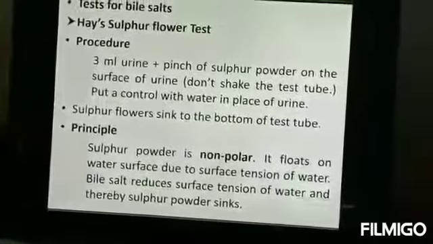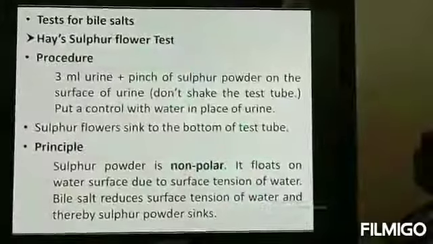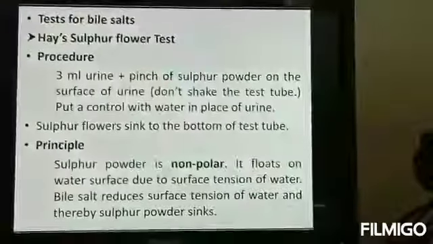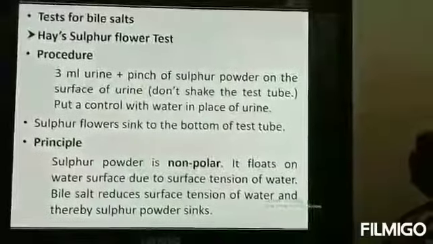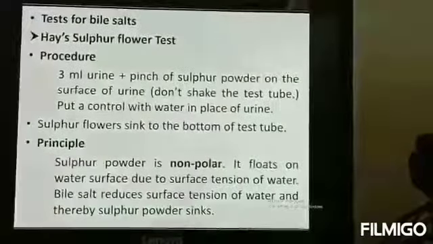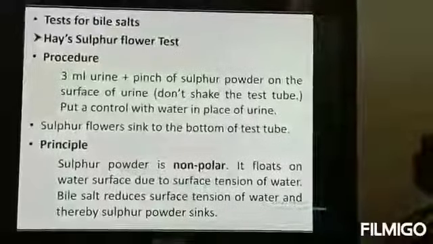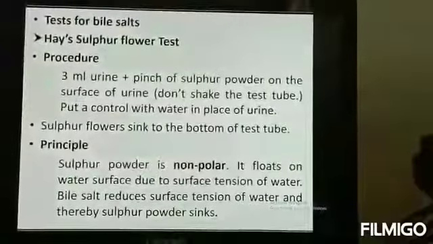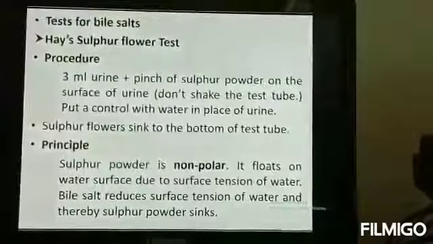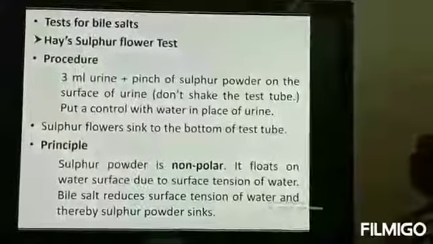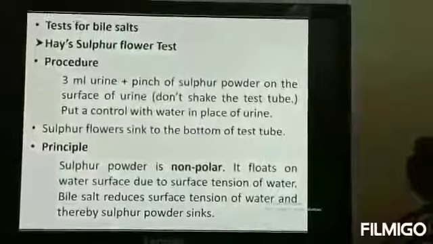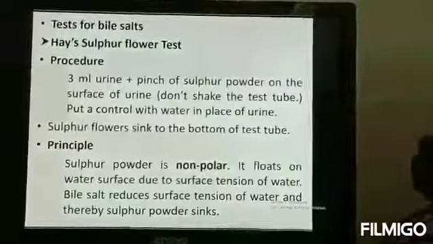First is Hay's sulfur flower test. Procedure: take 3 ml of urine sample in one test tube. Add a pinch of sulfur powder on the surface of the urine. Don't shake the test tube, and put a control with water in place of urine for comparison of the test. Sulfur flower sinking to the bottom of the test tube indicates bile salts are present in the urine.